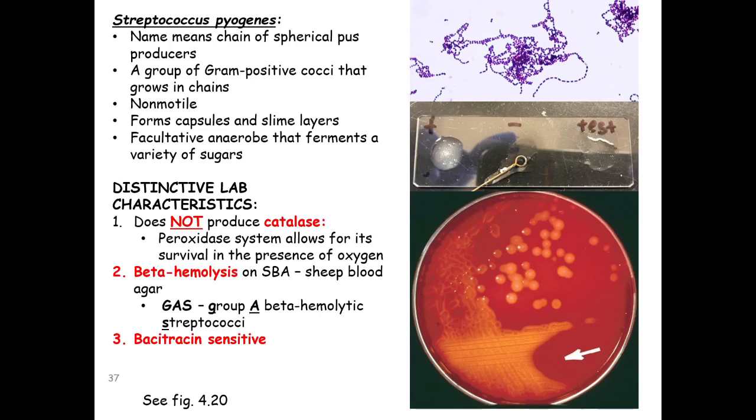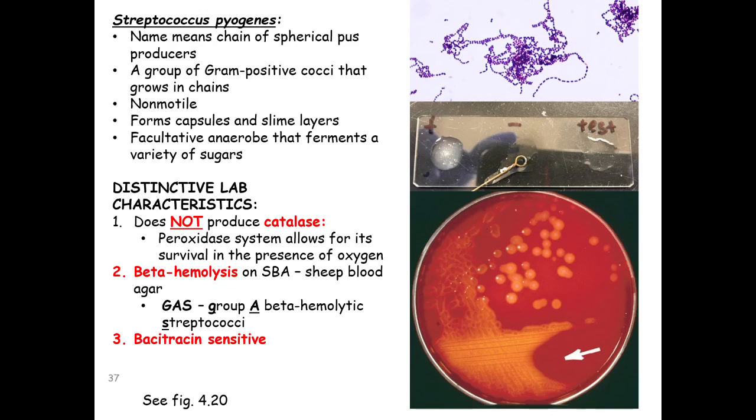So this next one, Streptococcus pyogenes, if we take that name apart, strepto means in chains, coccus spherical, pyogenes, pyo means pus, genes comes from genesis of, so pus producer. So if you take the name apart, it just means spherical cocci in chains that make pus.